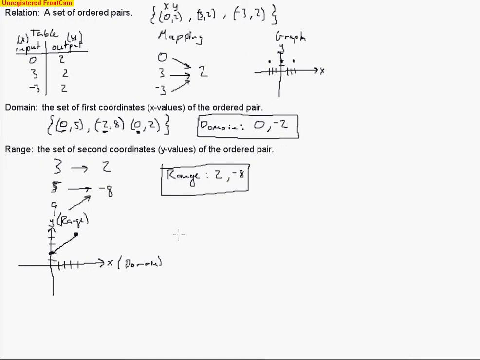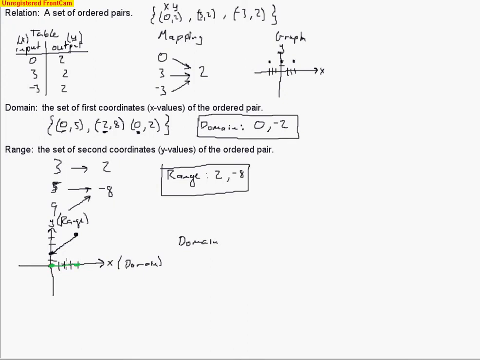So if I wanted to represent the domain, it runs along the x-axis. So let's take a look at that. The domain runs from this point here, so from here at 0 all the way to 4. So this is our domain.